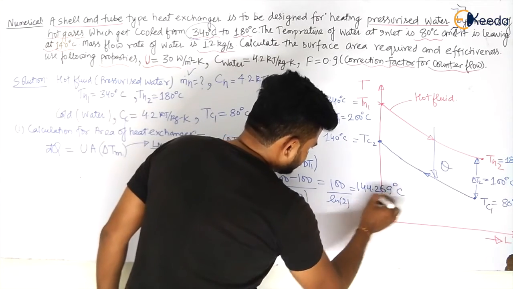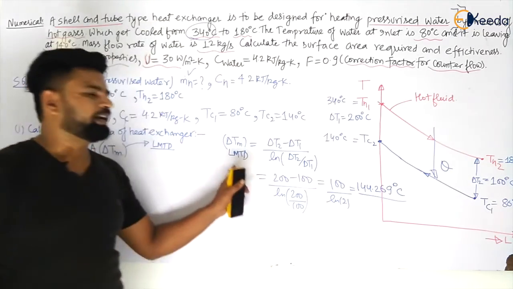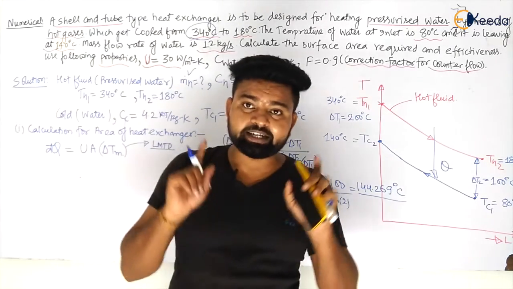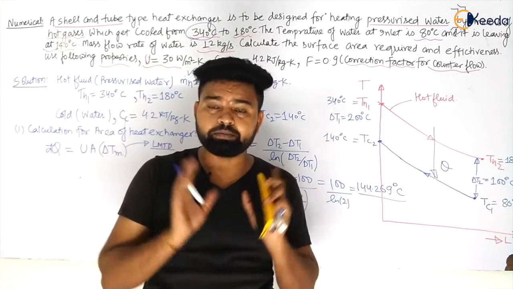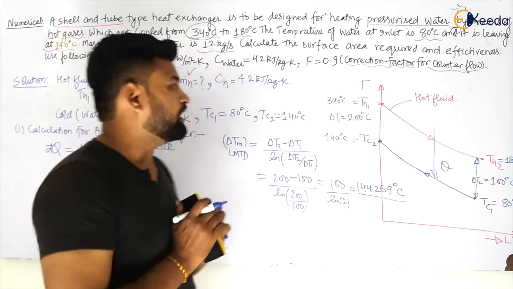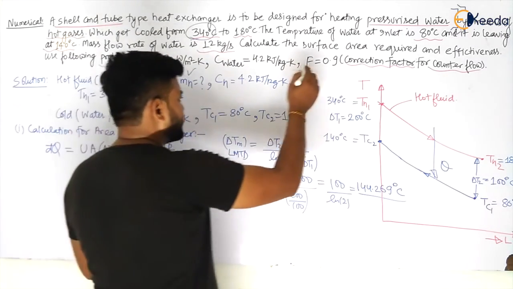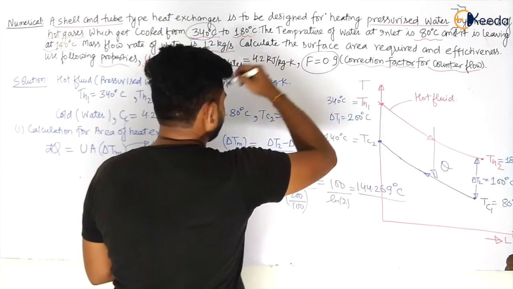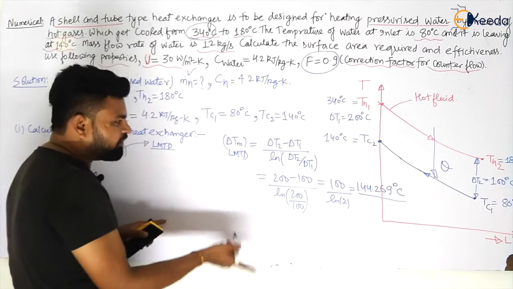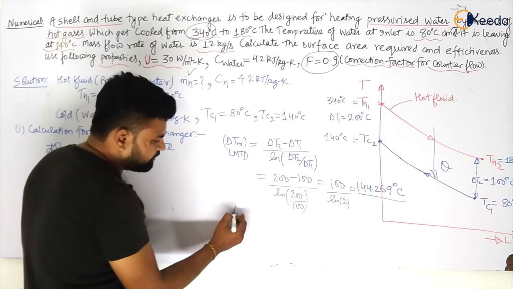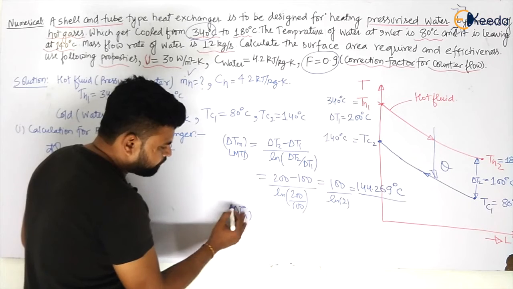144.269 degree Celsius. So my dear students, we know the delta Tm, but a correction factor is given because it is a shell and tube type heat exchanger. So we must use our formula, where we have to multiply delta Tm with the correction factor. So the modified log mean temperature difference will be given by delta Tm modified.